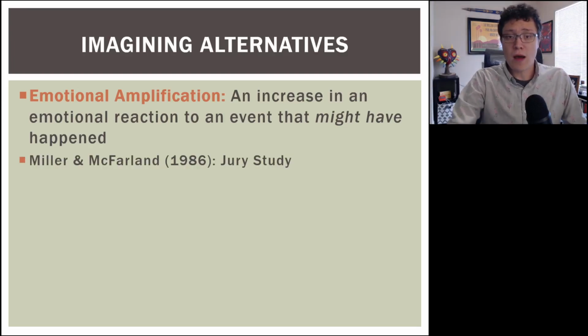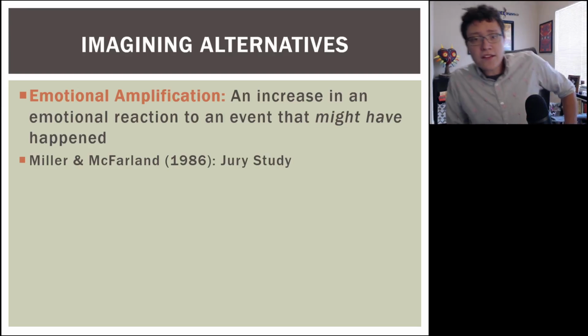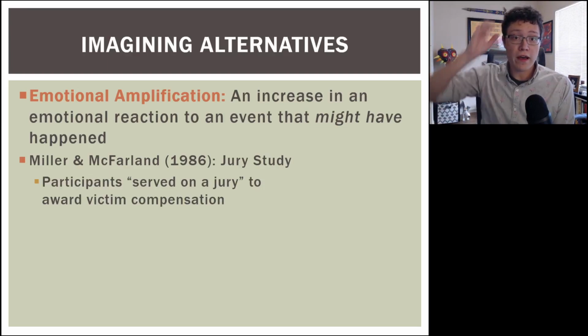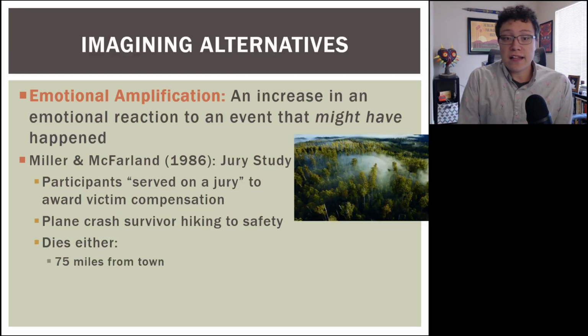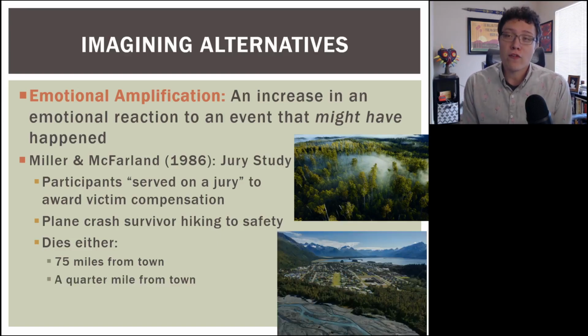So now let's talk about the jury study. This is one of my favorite studies to talk about. The idea is that they took participants who served on a jury to award a victim's family compensation. And people were reading about a plane crash. The story goes that the plane crashed and there was 1 or 2 survivors, and the survivor was trying to hike to safety. They said this plane went down in the Alaskan wilderness, and they had to walk 45 miles to get to the nearest town. And all they did was say that they died either 75 miles from the town, so they were right in the middle of nowhere, or they died a quarter of a mile from the town.